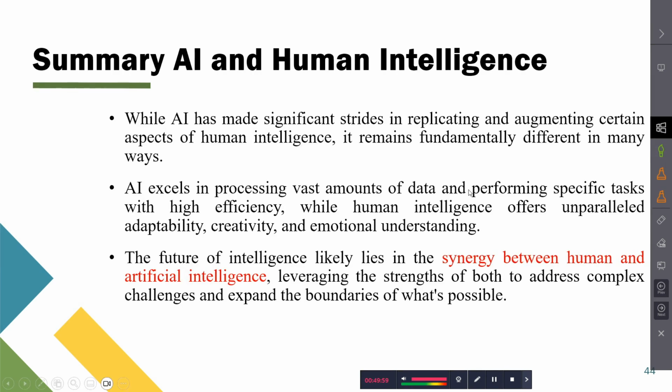And finally, as I mentioned, AI and intelligence. AI has made significant progress, augmenting some aspects of human intelligence, but it remains fundamentally different in many ways from human intelligence. So the future of intelligence likely lies in synergy between human and artificial intelligence, which is very difficult. These days it is a hot topic. Okay, we are ending part 2 of lecture 5.